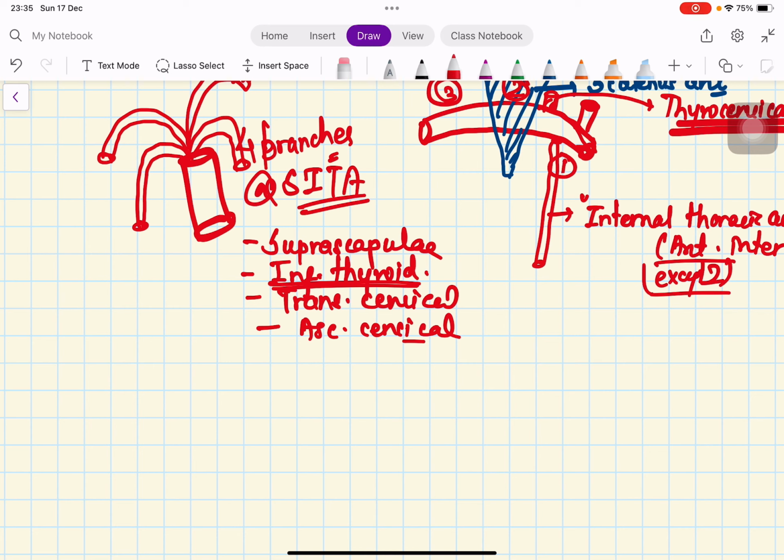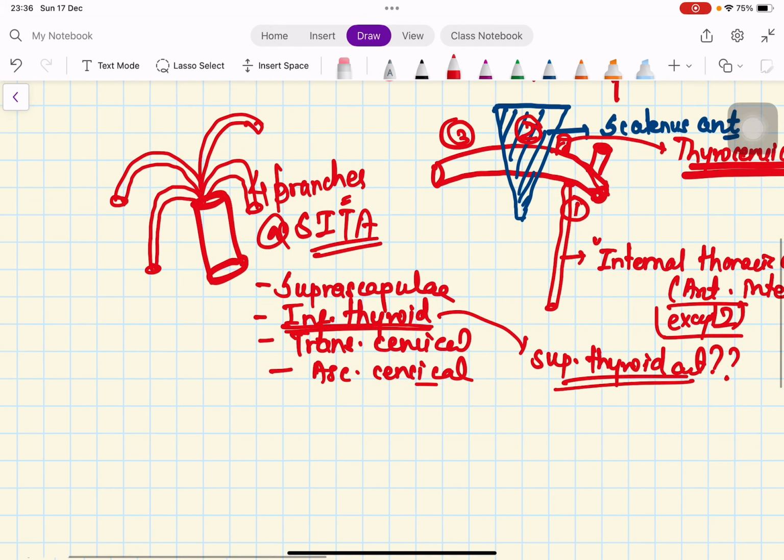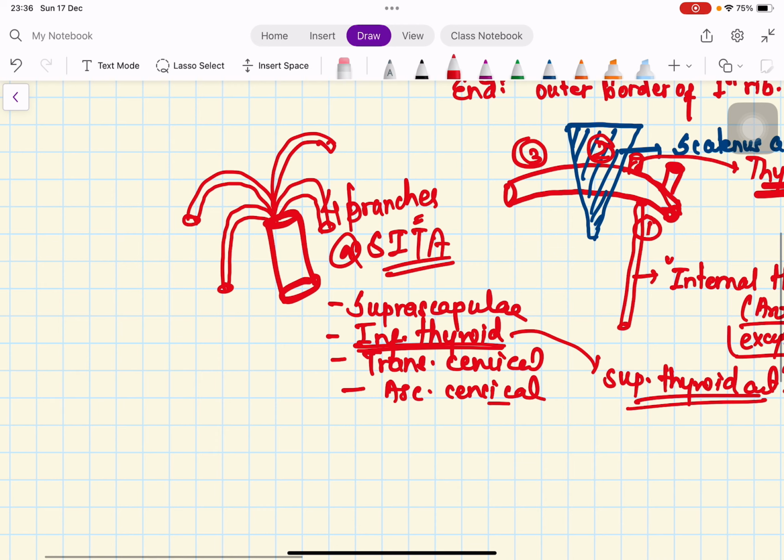then where does the superior thyroid artery come from? Please comment on this. Even you can Google it. Yeah, right. Now let's talk furthermore.